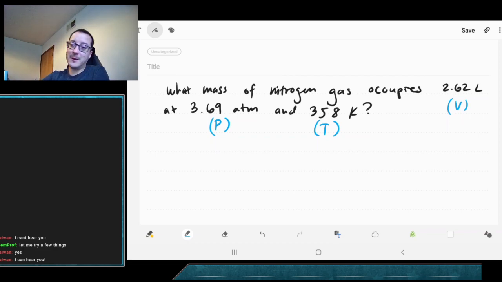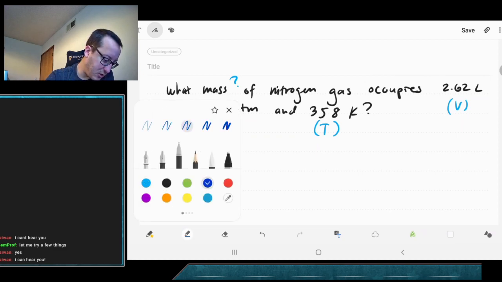All right, so with that in mind, let's go ahead and work with this problem. Now that we have V, P, and T, we know that the one we're missing is n, the moles. And we know that the question is asking for mass, and we remember that we can go from mass to moles or vice versa.